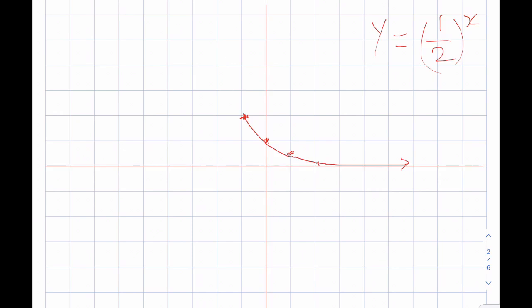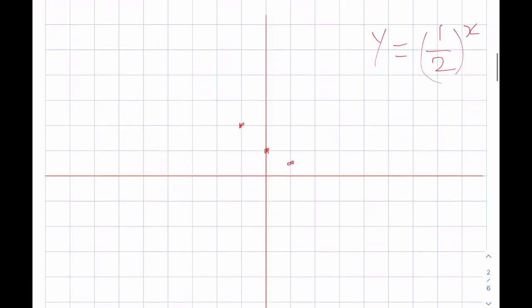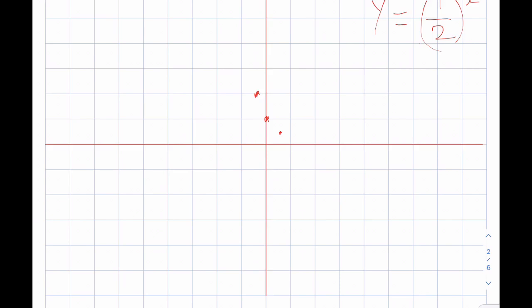But wait, guys, we need to transform all of this. So let's just transform these 3 points first. First, we will do a horizontal stretch by 1/2. So this guy will move here because it's half, the middle point won't move, and this guy will also be reduced to half. Now we have a reflection in the x-axis. If this gets reflected in the x-axis, it will be right here. If that gets reflected, it will be right here. And then, of course, this will be reflected like that.